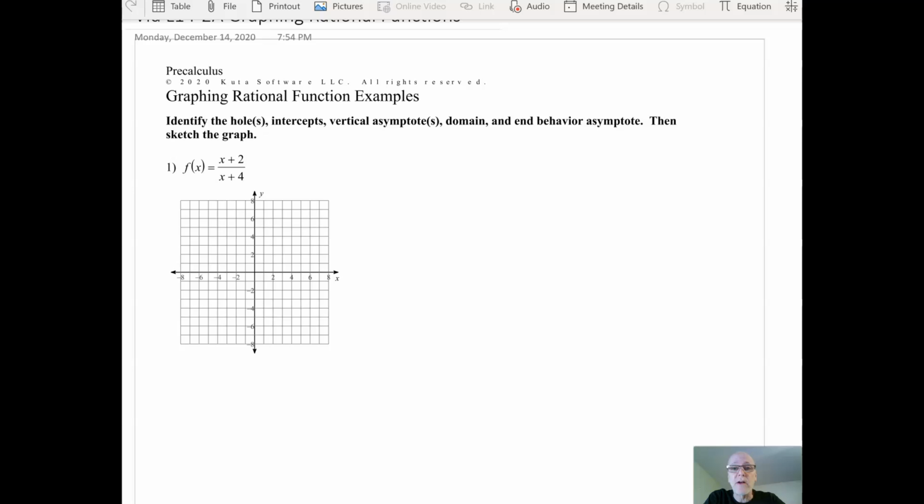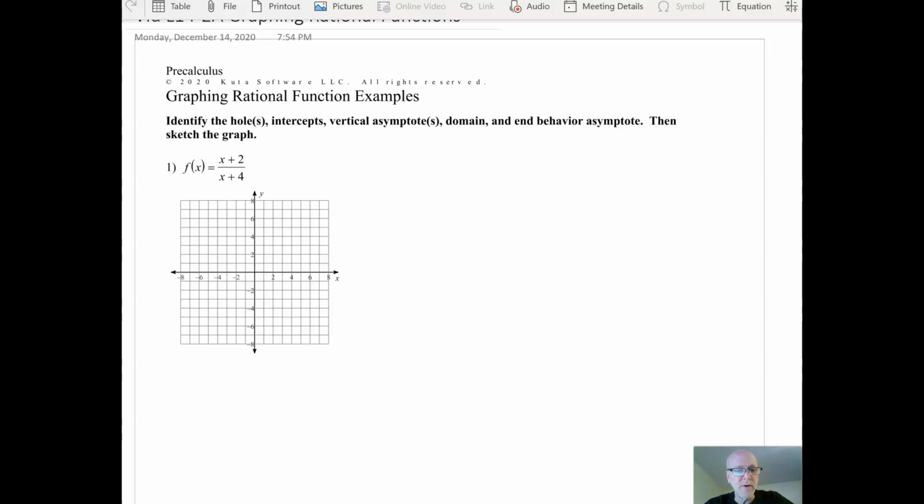First we make sure that our function's factored, and if it's not, we factor it. We look for holes, if there are any, intercepts, vertical asymptotes, domain, and behavior asymptote, and then we put together a graph. Sometimes you don't know the domain until you're done, but we can say the domain and range once we're looking at the graph.